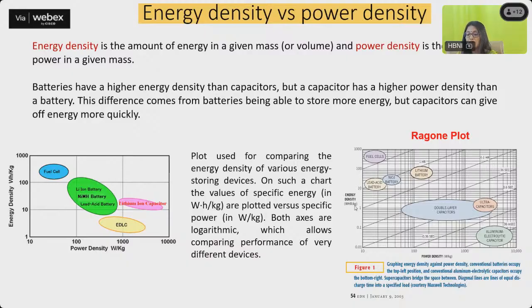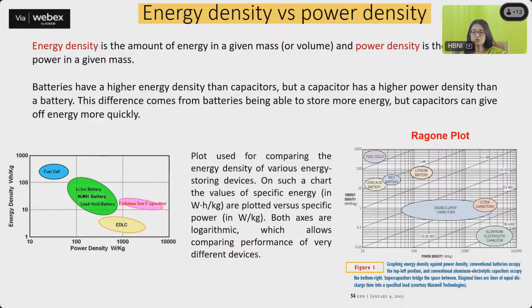And over here you are plotting energy density versus power density. As you can see over here, the fuel cells, which we will be discussing at the end of the class, have the highest energy density and the lowest power. Whereas if you see lithium batteries, they have moderate energy density, and power is definitely low. Whereas in the case of the capacitors, what you find is they have very high power density, whereas the energy density is definitely low. So these are the different storage materials which we have.